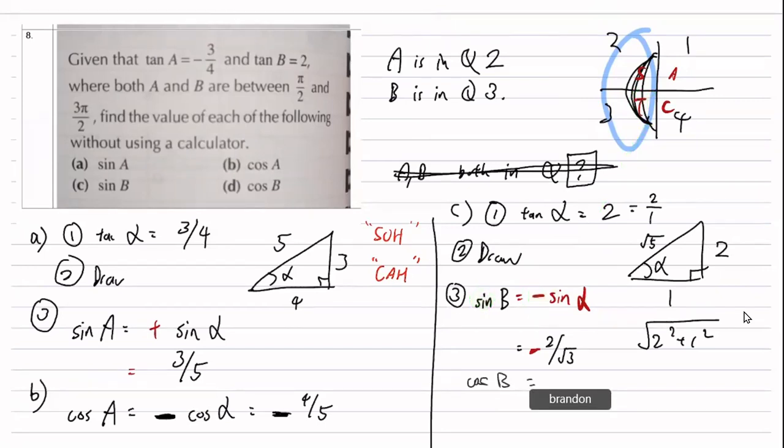So moving on to the last part. Finally, cosine B. What is it equal to? Negative 1/√5. Yes, because cosine is negative in quadrant 3. Adjacent over hypotenuse. And we're done. Oh, 5, sorry, not 3. Should be a 5.